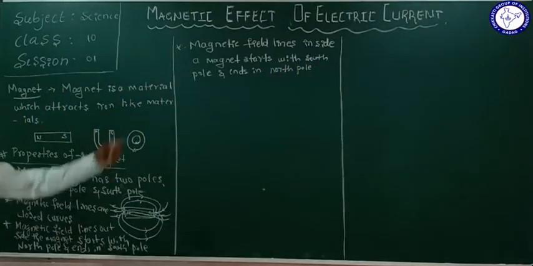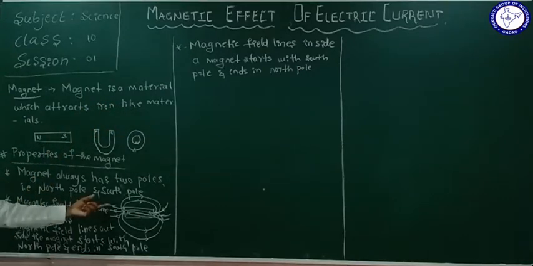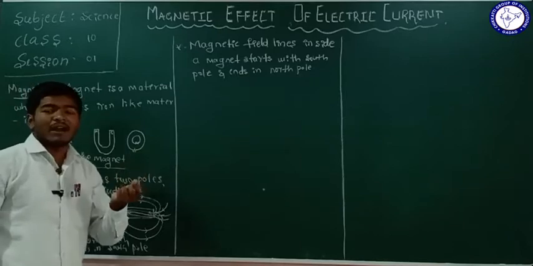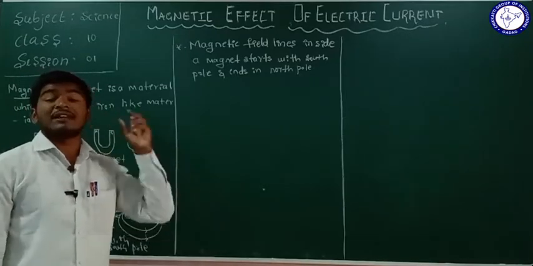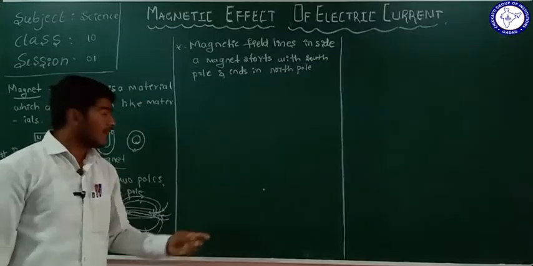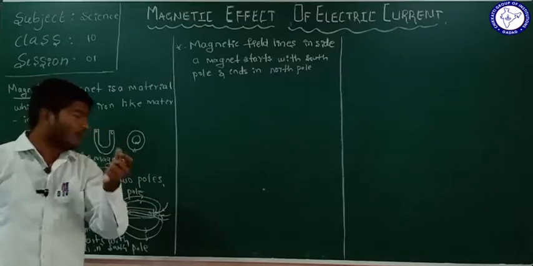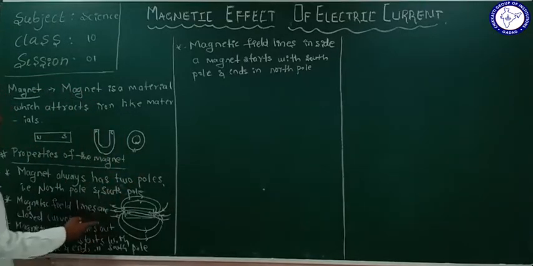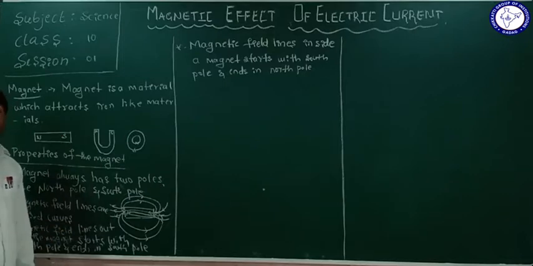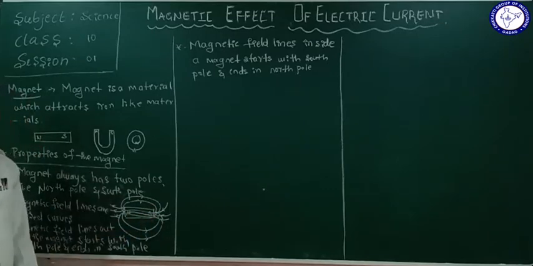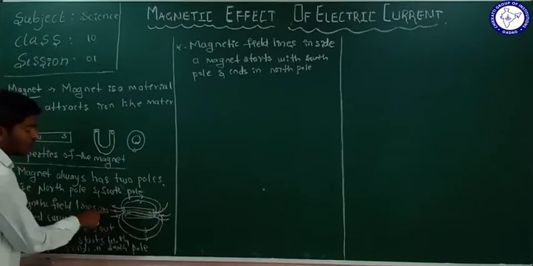So this is another property of the magnet. The magnetic field lines inside the magnet start from the south pole and end in the north pole. If you divide a magnet into any number of pieces, each piece always has two poles and magnetic field lines. The magnetic field lines outside the magnet start from the north pole and end in the south pole, and inside the magnet they start from the south pole and end in the north pole.